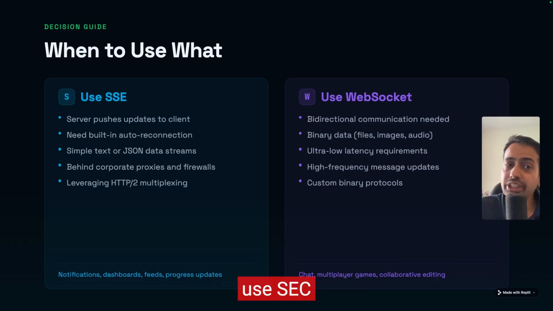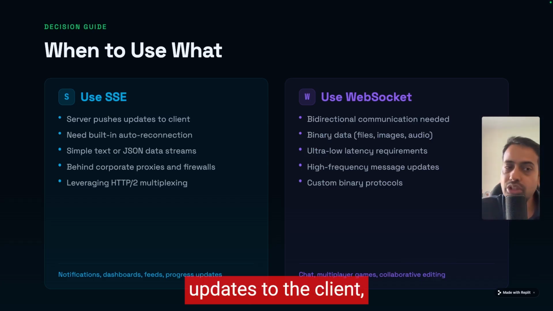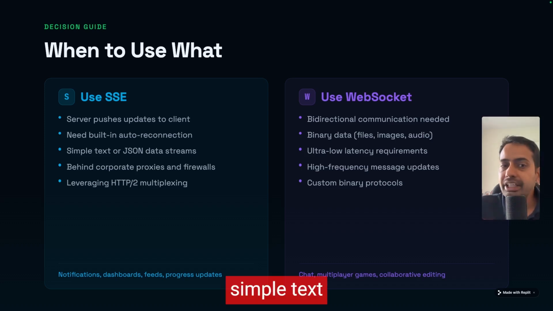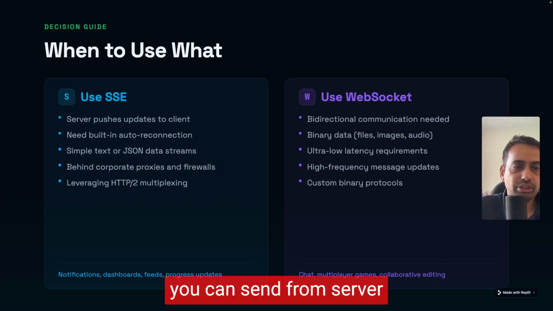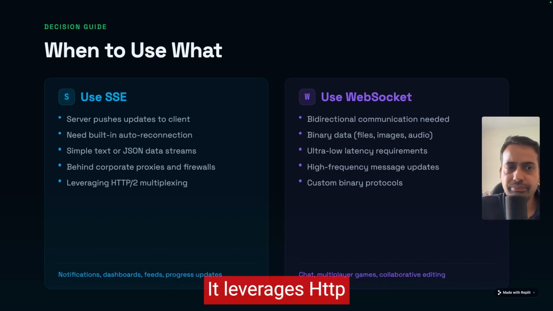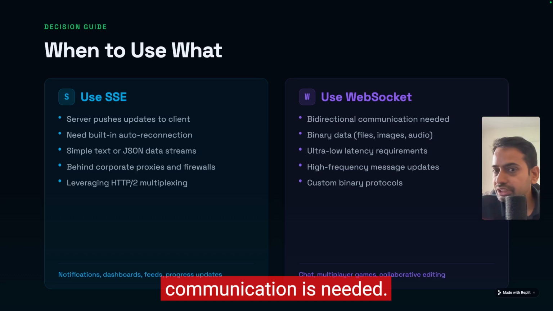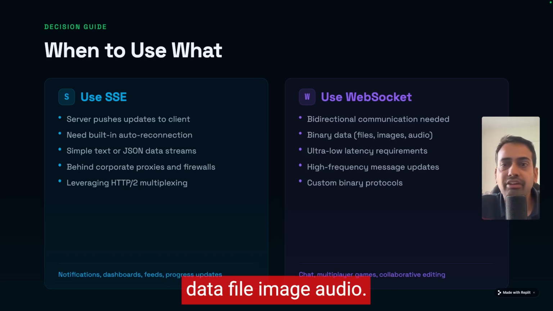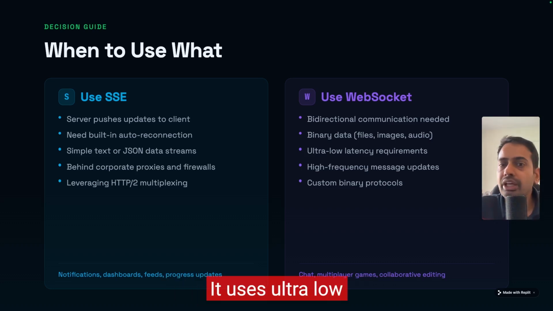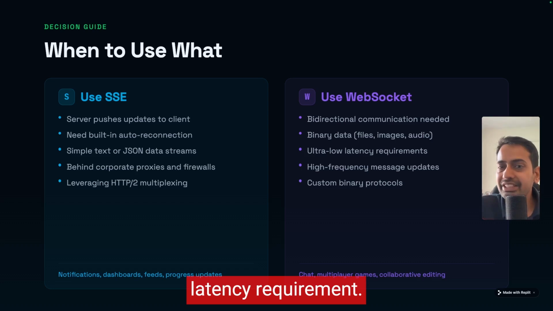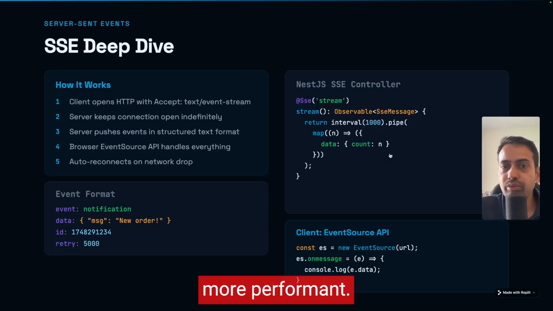So when should you use SSE? When the server pushes updates to the client. Simple text or JSON data streams you can send from server to client. It leverages HTTP multiplexing. With WebSocket, it's bidirectional, that means use it when bidirectional communication is needed. It can send binary data, files, images, audio. It suits ultra low latency requirements. That means it is more performant.